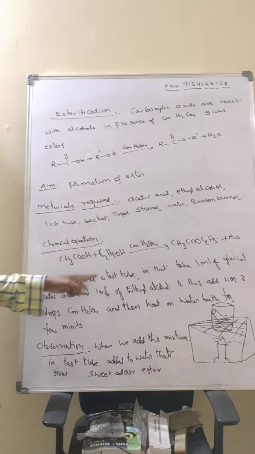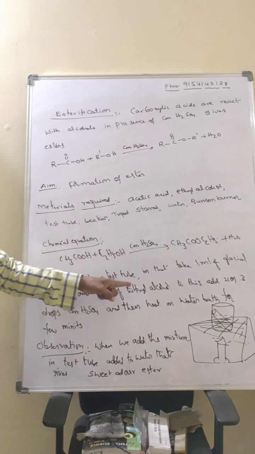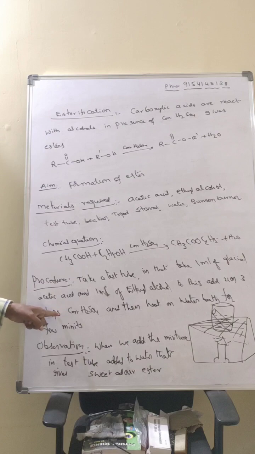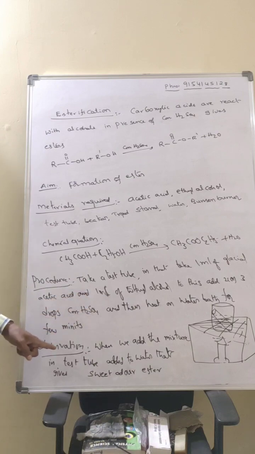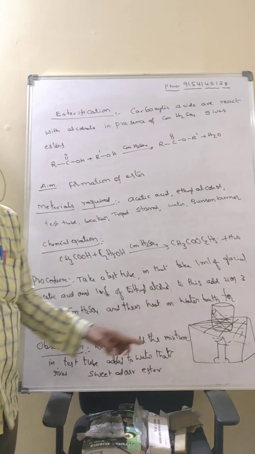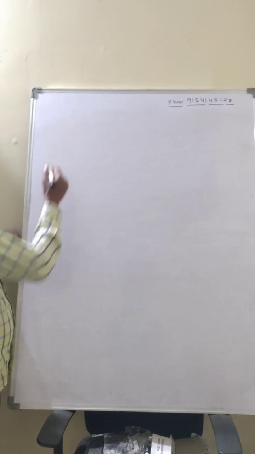Procedure: take a test tube. In that, take 1 ml of acetic acid and 1 ml of ethyl alcohol. To this, add 2 or 3 drops of concentrated sulfuric acid and then heat on water bath for a few minutes. When we add the mixture in this test tube to water, that gives a sweet odored ester.